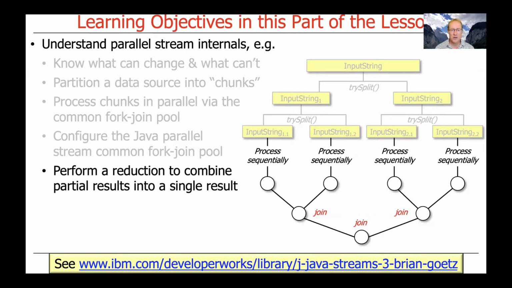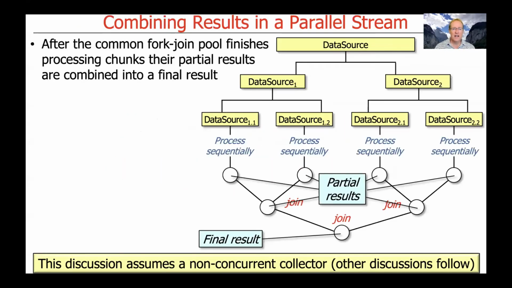And this also is something that appears in the article by Brian Goetz, focusing on the internals of streams, basically streams under the hood. And I'll fix the URL again there to update it correctly when I put the slides out. So after the common fork join pool finishes with the apply phase that processes the chunks, their partial results are then combined into a final reduced result. The discussion we're about to have here assumes a non-concurrent collector. We will talk shortly about how concurrent collectors work as well.